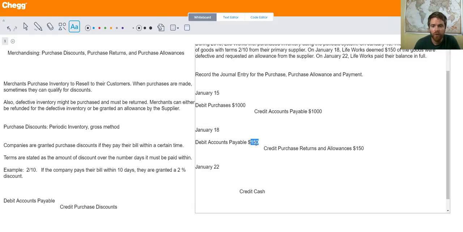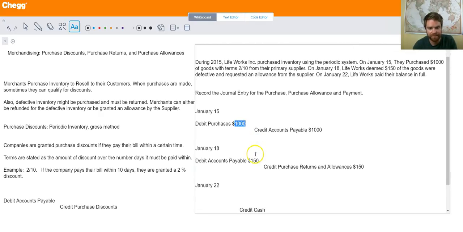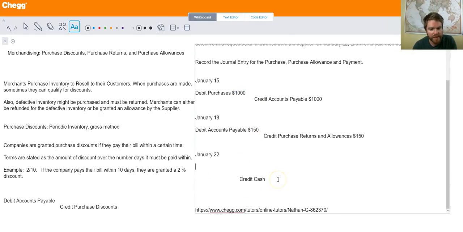However, you also are granted a discount if you look carefully, because you purchased it on January 15th and you paid it on the 22nd. Now the question is, did you pay it within 10 days? Looks like you did. So you are eligible for a 2% discount. But that 2% is not going to be recorded on that $1,000 because you don't owe that full $1,000 anymore. You only owe $850. So if you do 2% times $850, you get the amount of your discount. So we know that $17 will be reduced from your balance.